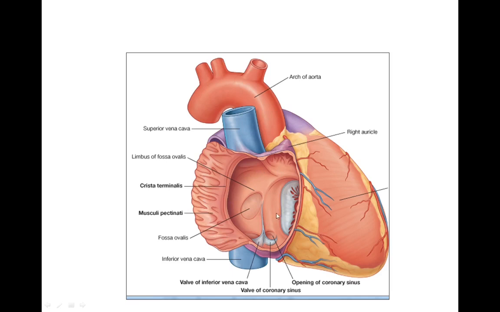Actually, this is our interatrial septum. Okay? So the interatrial septum forms the posterior wall of the right atrium. Now, this is the opening of the superior vena cava. This is the opening of the inferior vena cava, and this is the opening of the coronary sinus, which lies slightly medially. These openings are guarded by valves: the valve of the inferior vena cava, and this is the valve of the coronary sinus.